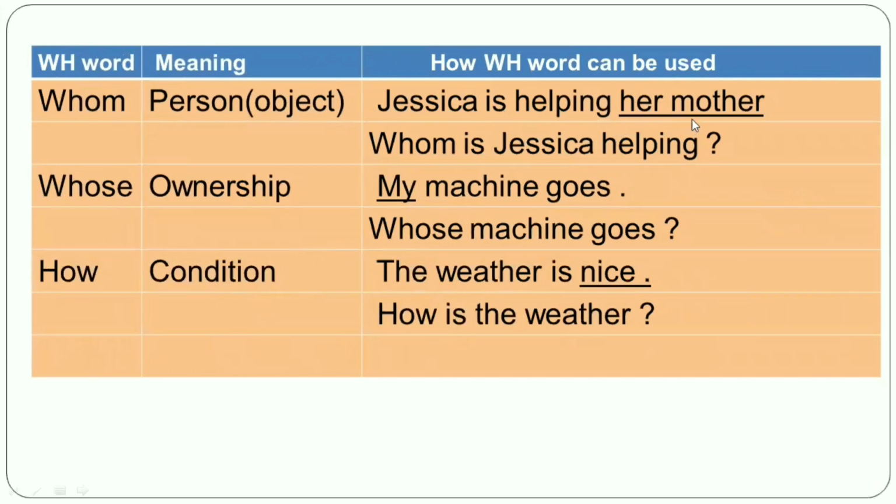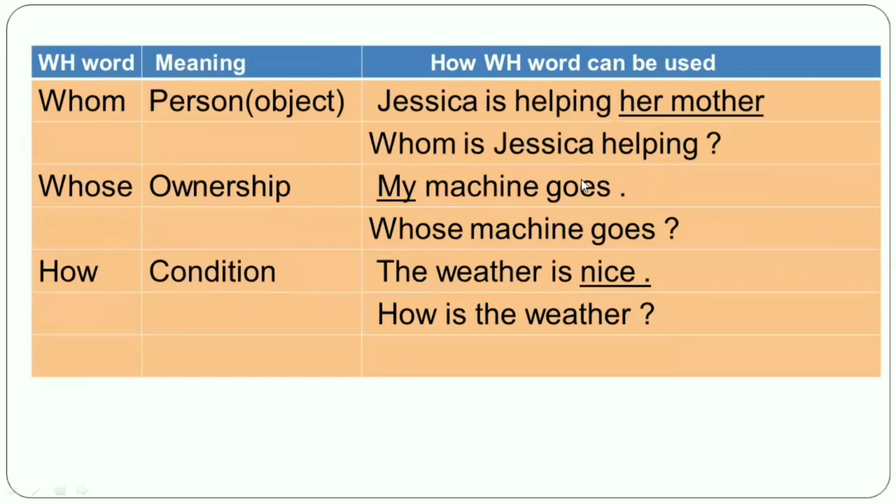Jessica is helping her mother. So here you can see the underlined word indicates a person, but it is in the object. So before I have said that if the person is indicated and it is in the object, then the WH word whom will be used. So write here whom and find out any auxiliary verb. Yes, there is an auxiliary verb is. So write here is, and then subject Jessica and the main verb, and at last question marks.